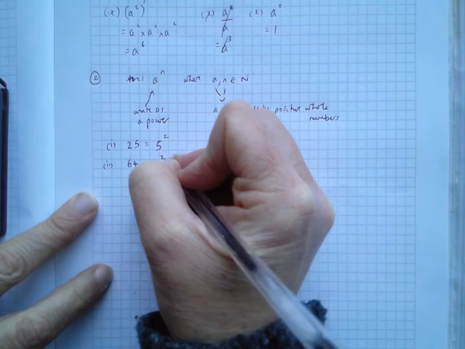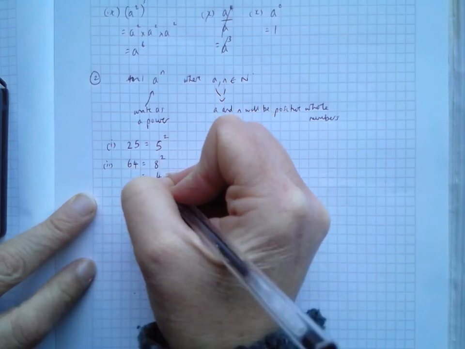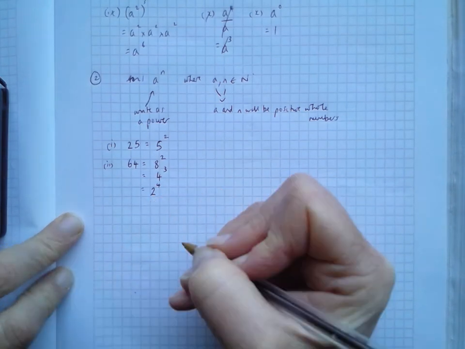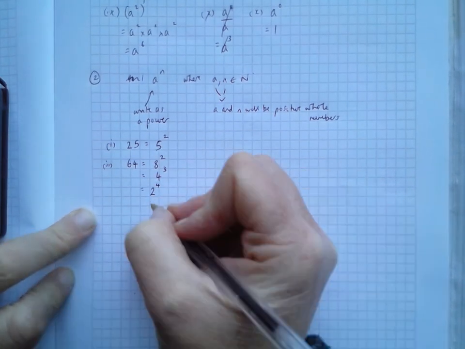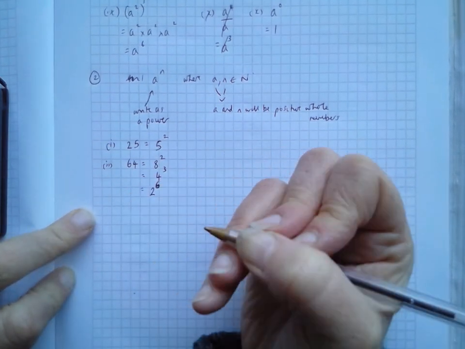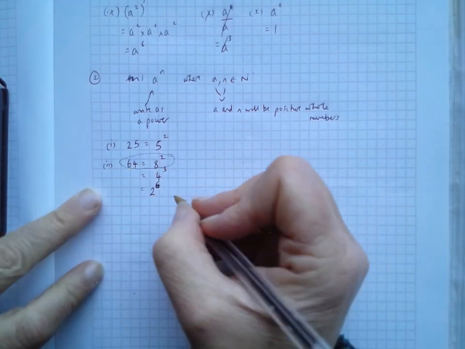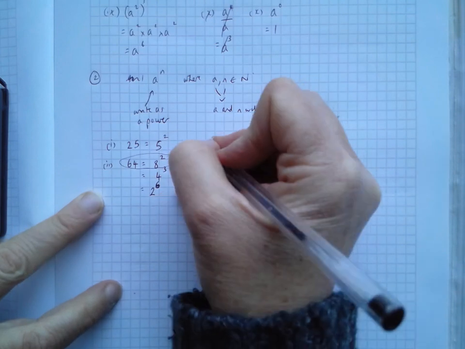You could do 4 cubed, or you could do 2 to the power of 4. Sorry, not 2 to the power of 4, 2 to the power of 6. I mean, we generally go for the easy one. So 64 is 8 squared, but just to be aware there are other ones. Part 3, 27 is harder.